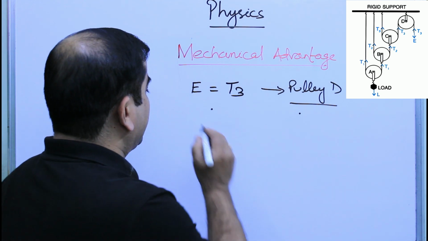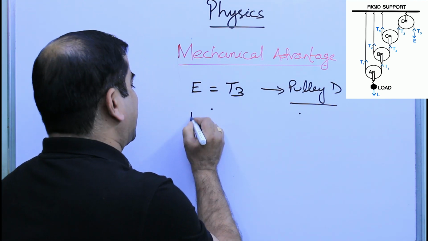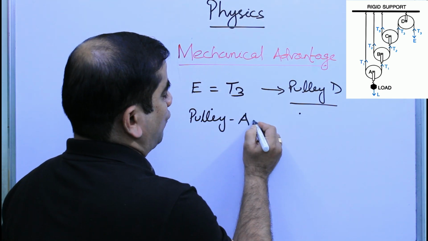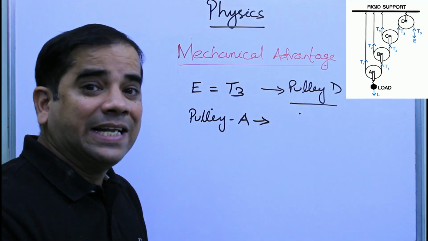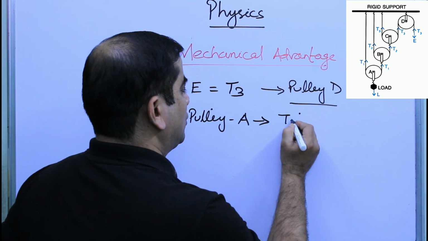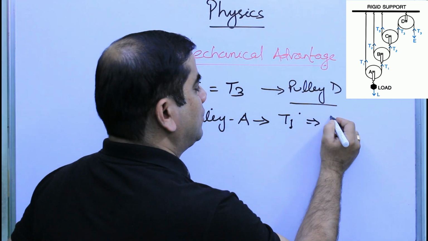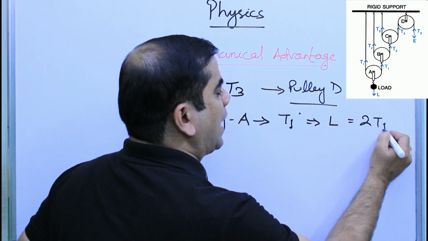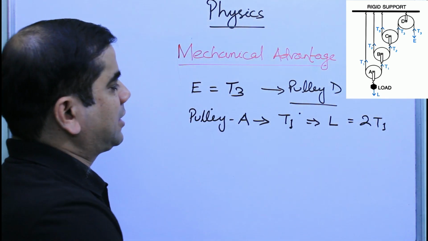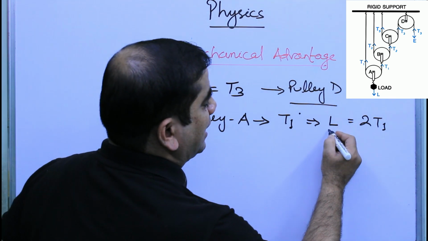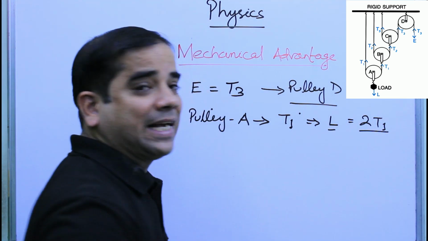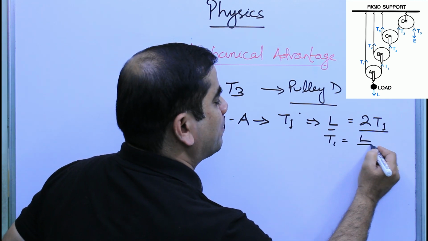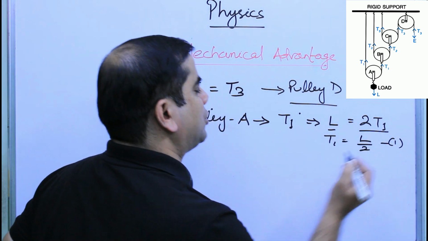As you can see down below where the load is attached, there is pulley A. And what is happening over here? It has a tension T1. So what is the load? Load is nothing but 2T1. As discussed in earlier classes, we know that load is 2T1 in the case of a movable pulley. So what is T1? It is load by 2. Suppose this is equation 1.